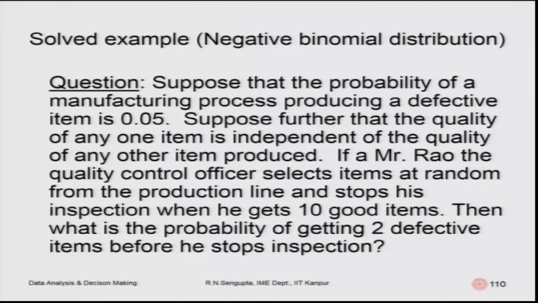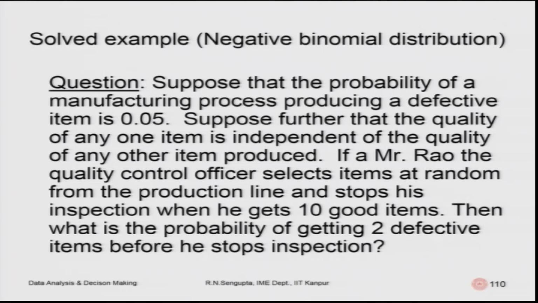Now, suppose that the probability of a manufacturing process producing a defective item is 0.05, and also suppose further that the quality of any one item is independent of the quality of the other items produced. So, they are independent, which means you are going to the concept of Binomial trials. If Mr. Rao is the quality control officer who selects items at random from the production line and he stops inspection when he gets 10 good items, that means when the 10th one is good, he stops.